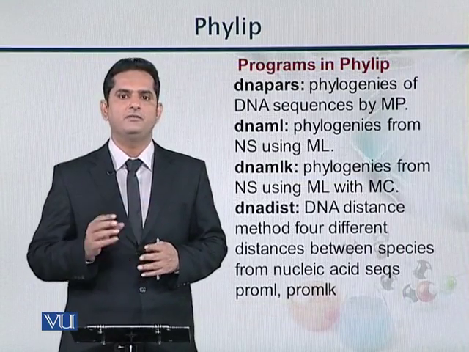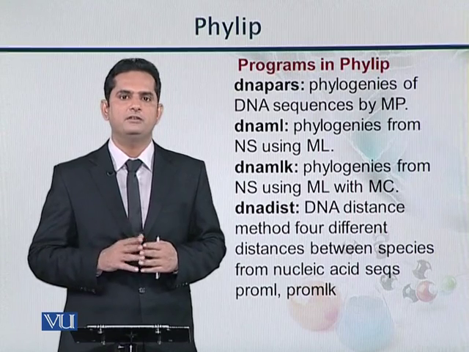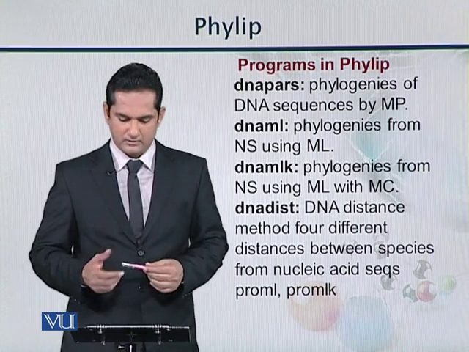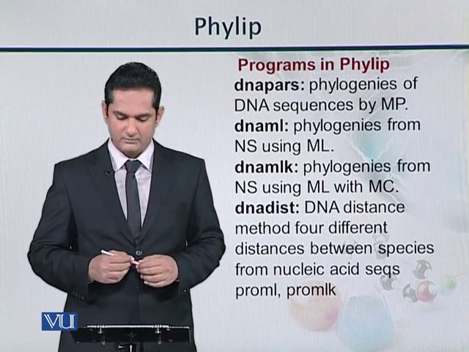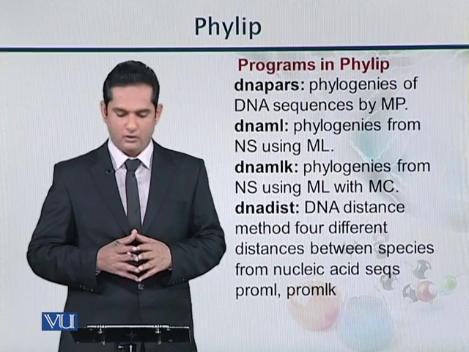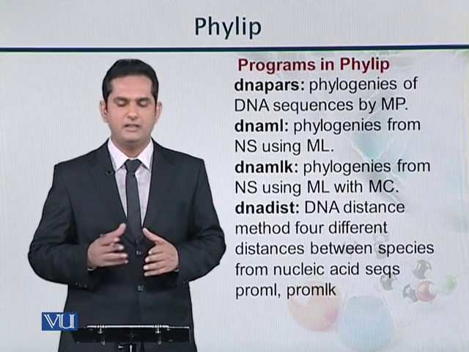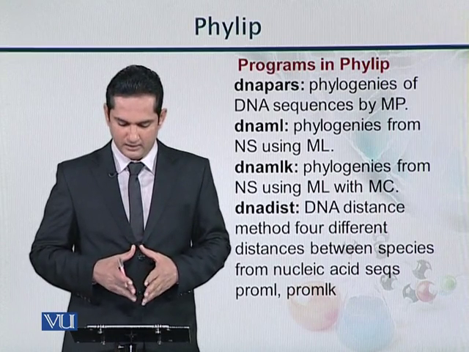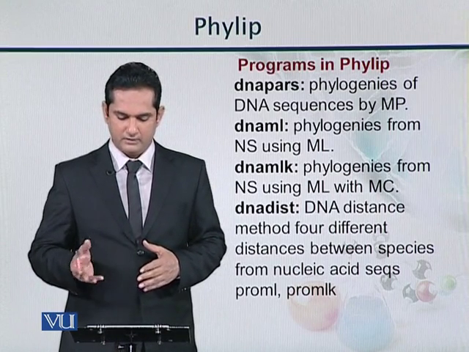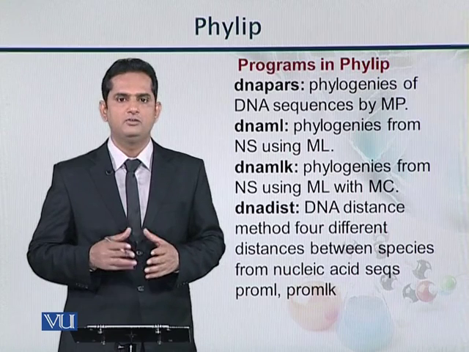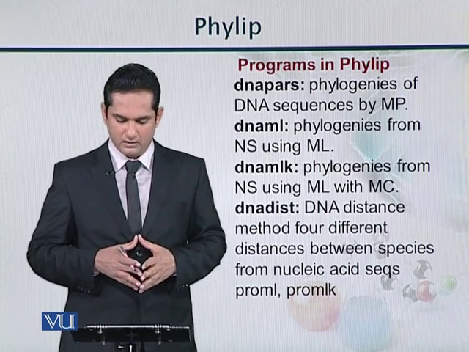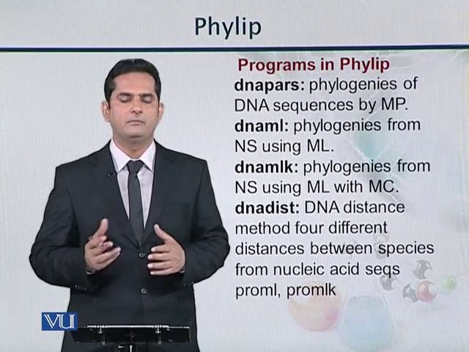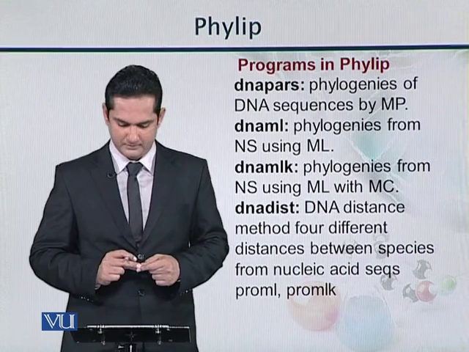As I said earlier, roughly speaking, we have 35 programs available in Phylip. Some of them are given here. For example, number one is DNAPARS. DNAPARS basically gives information on phylogenies based on DNA sequences, and it is presented by the maximum parsimony method. Then DNAML. DNAML is again similar to DNAPARS, but the difference is that it is based on the maximum likelihood method.